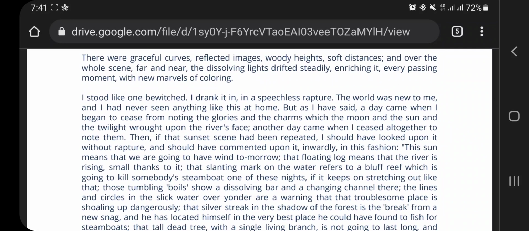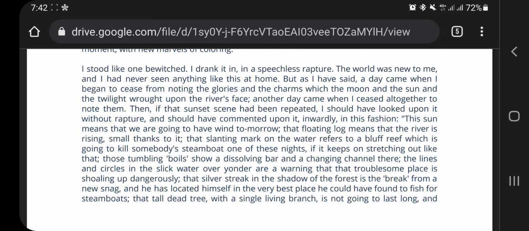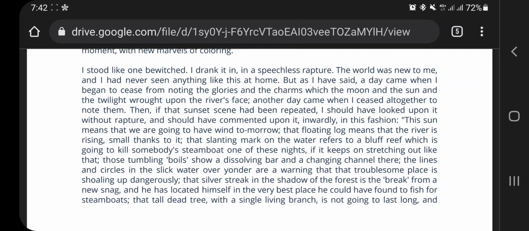There were graceful curves, reflected images, woody heights, soft distances, and over the whole scene, far and near, the dissolving lights drifted steadily, enriching it every passing moment with new marvels of coloring. I stood like one bewitched. I drank it in, in a speechless rapture. The world was new to me, and I had never seen anything like this at home.